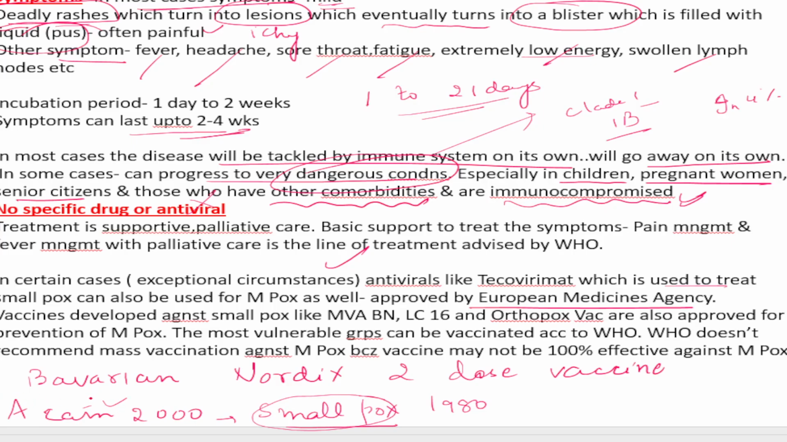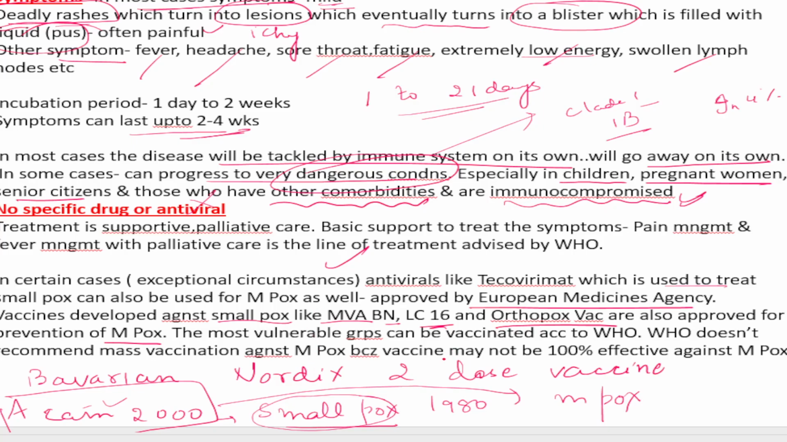So the vaccines for smallpox which have been stockpiled, like the ACAM 2000 vaccine, can be used against monkeypox also. It can be used as a cross shot which works for monkeypox also. Then other vaccines developed against smallpox like the MVA-BN, the LC16, and the orthopox vaccine are also approved for the prevention of monkeypox.